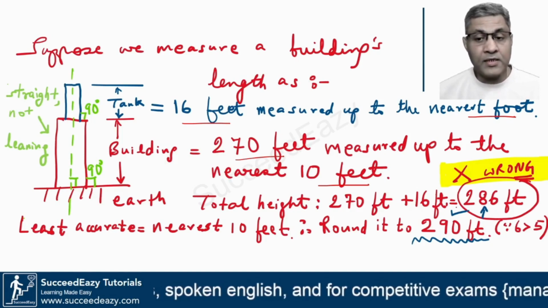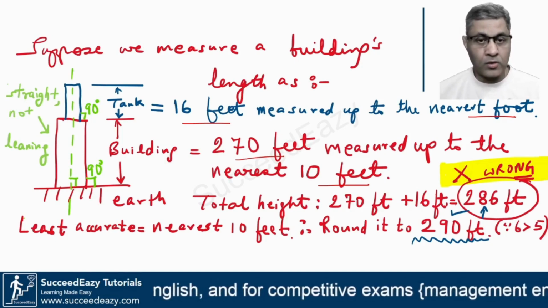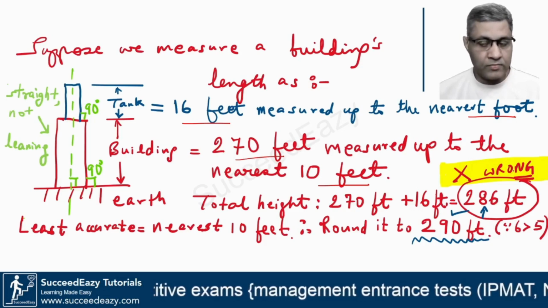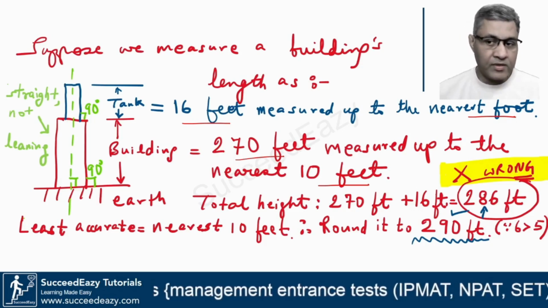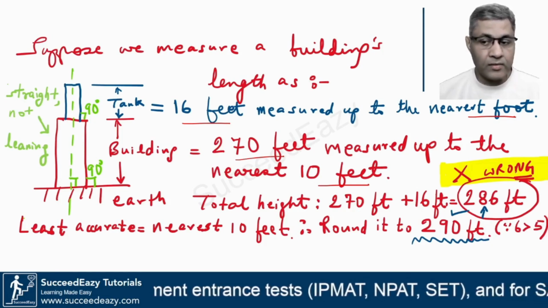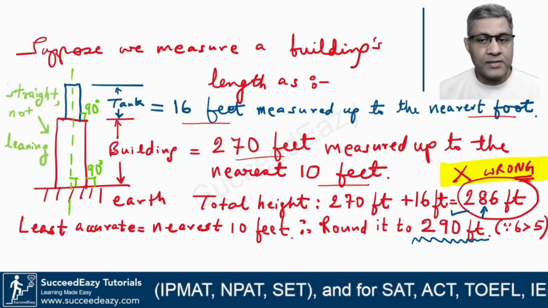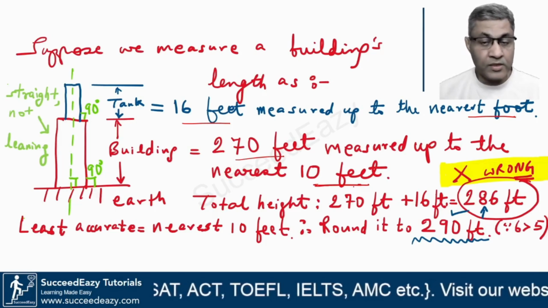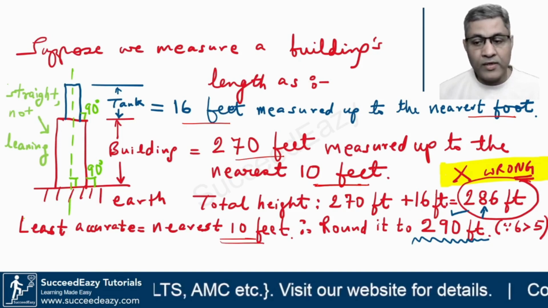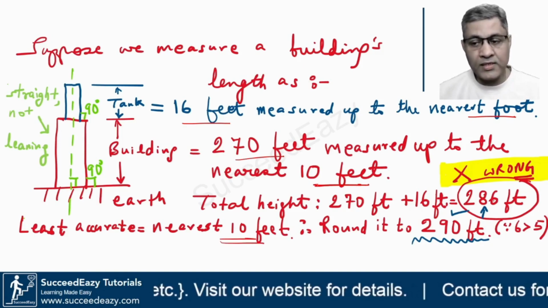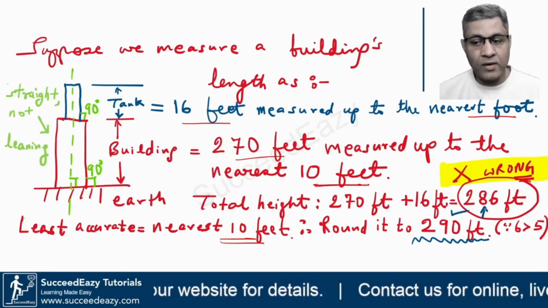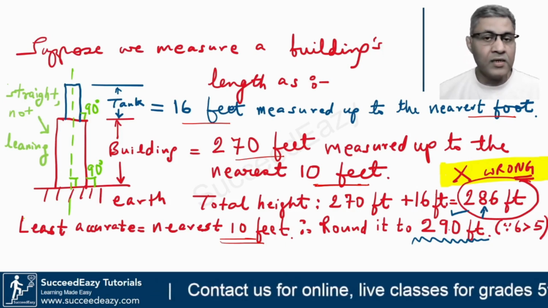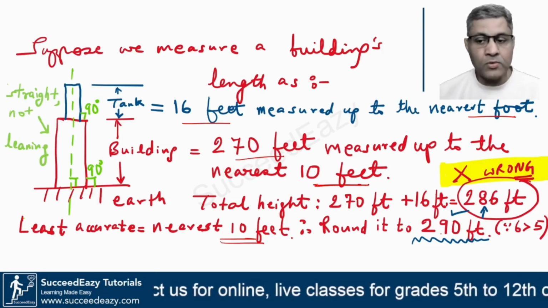But if we represent the total length as 286, it will be wrong. We saw that in the previous video, right? Why will it be wrong? Here, the least accurate measure is up to the nearest 10 feet. That's the least accurate measurement, right? So we round 286 feet to 290 feet, rounded to the nearest 10 feet, because 6 is greater than 5, so we round it up to 290 feet.